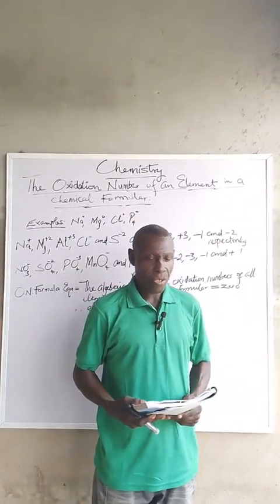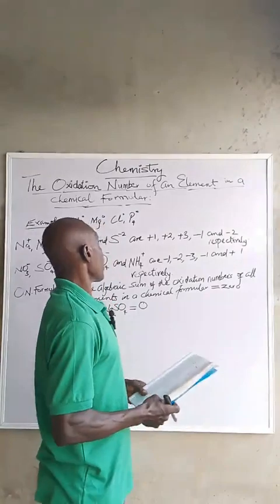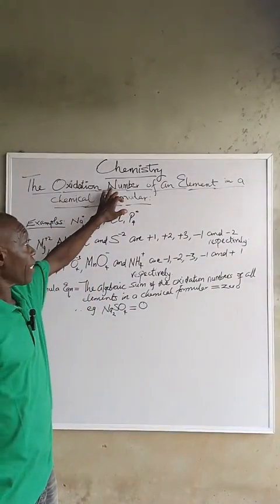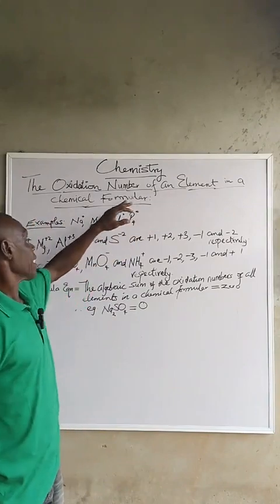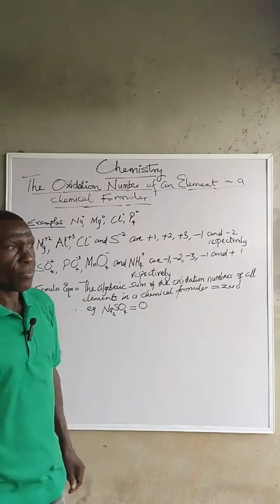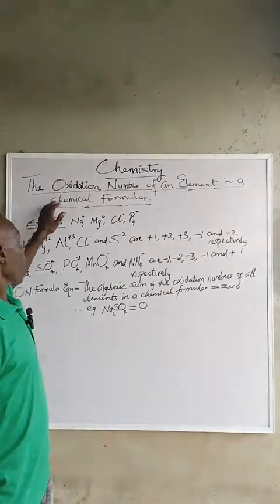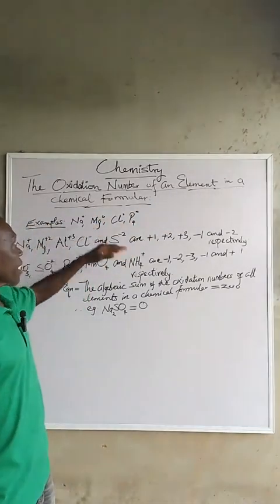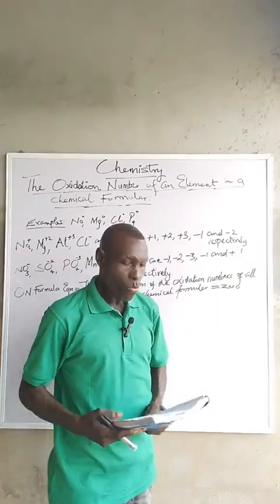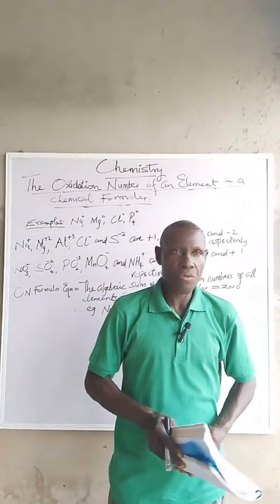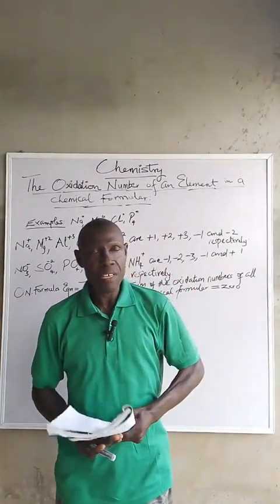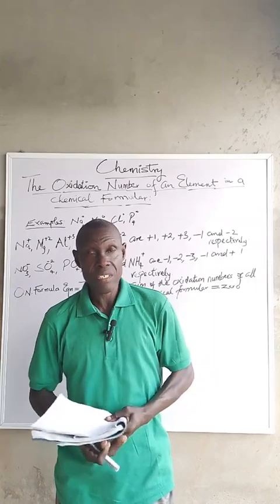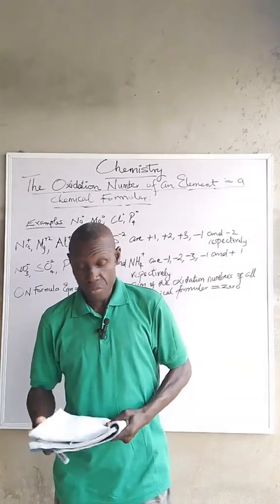Today, we shall be discussing the topic I titled the oxidation number of an element in a chemical formula. The oxidation number of an element in a chemical formula. This is also a very vital area of chemistry. It's a fundamental that students using chemistry should be aware of.